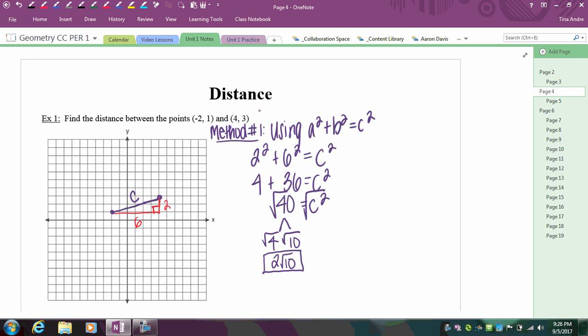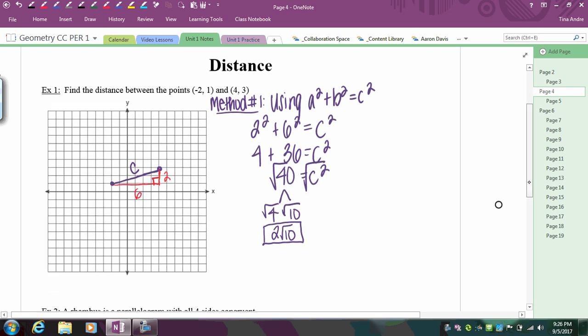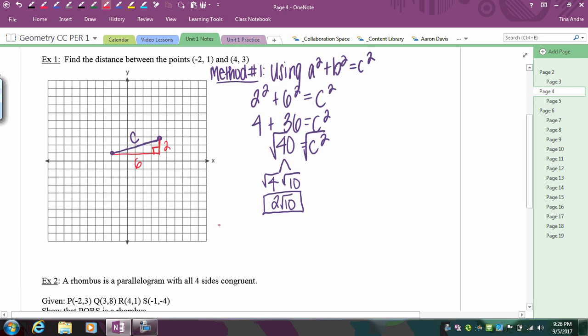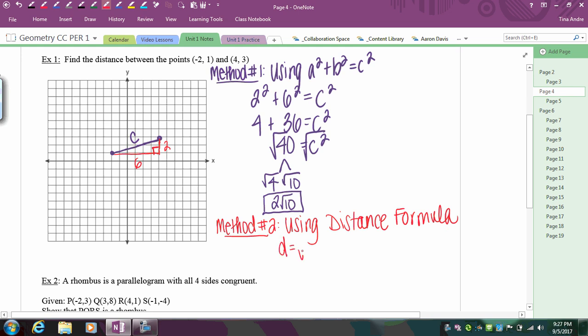So the formula is called the distance formula, since we're trying to find the distance. So method number 2 here is going to be using the distance formula. So the distance formula is d equals the square root of x2 minus x1 squared plus y2 minus y1 squared.